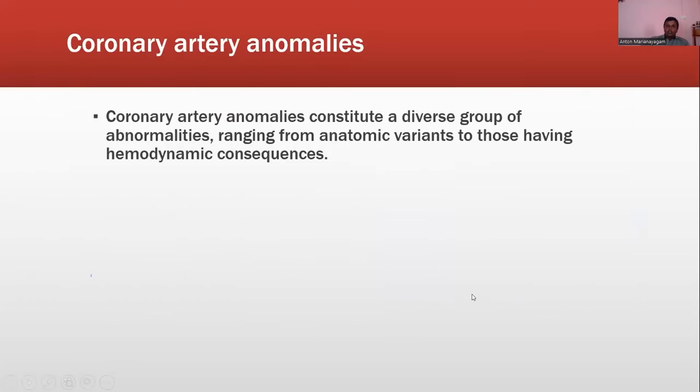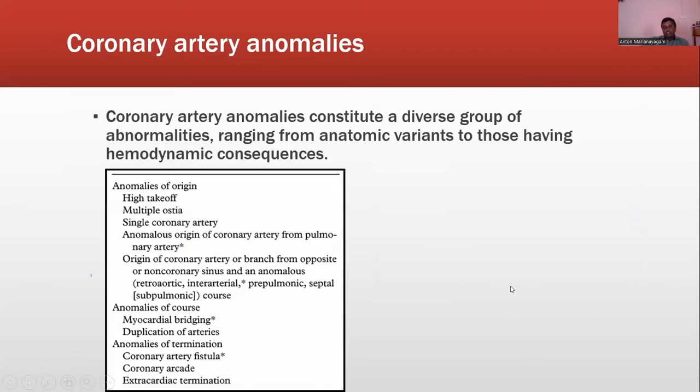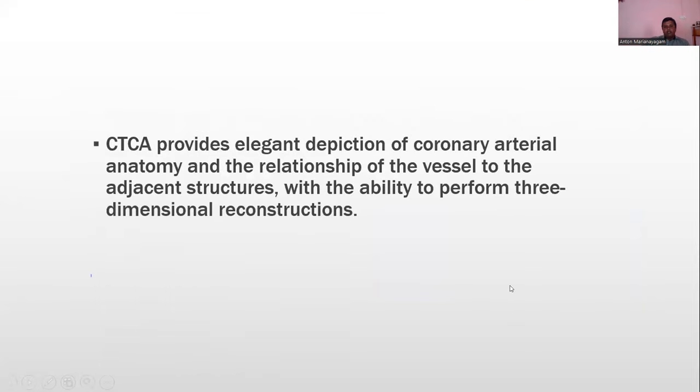So coronary artery anomalies constitute a diverse group of abnormalities, ranging from anatomical variants to those having hemodynamic consequences. So you know the list. I'm going to skip that because we can read it. So CTCA provides elegant depiction of coronary arterial anatomy and the relationship of the vessel to the adjacent structures, with the ability to perform three-dimensional reconstruction and surgical planning.